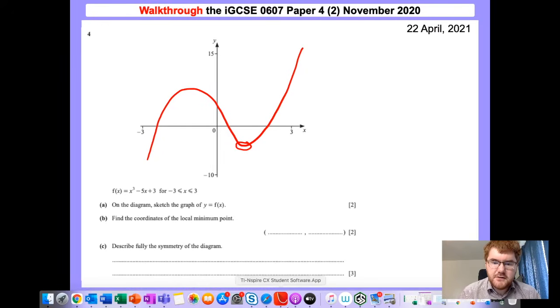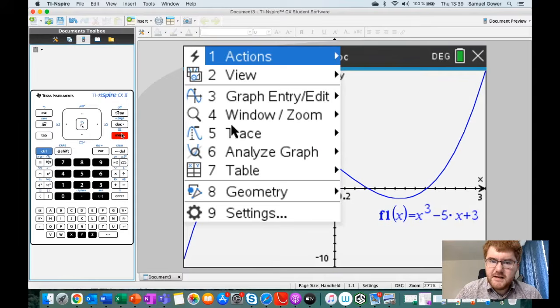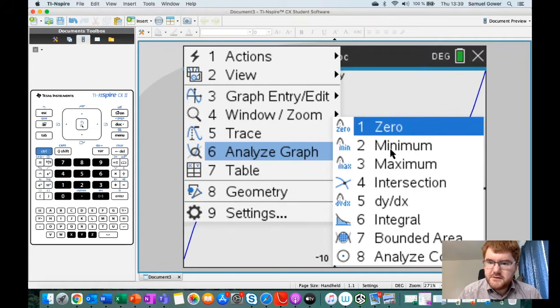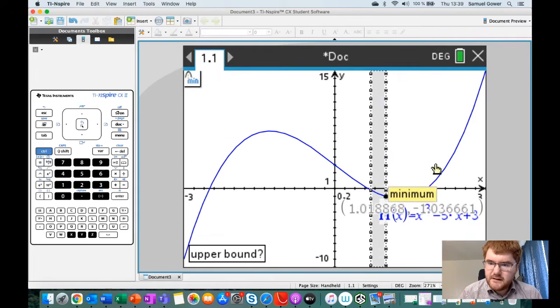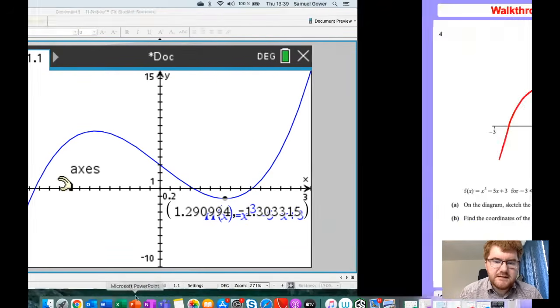So we are going to go straight back to our software. We are going to go to Menu, we go to Analyze Graph, and we're going to go to Minimum. And when we do this, we know the minimum's around here somewhere. We click before it, we click after it, and then we can read off the value for our minimum. Okay, notice that you are going to need both coordinates here, and we want to do both to 3 significant figures. So we have 1.29 and minus 1.30.